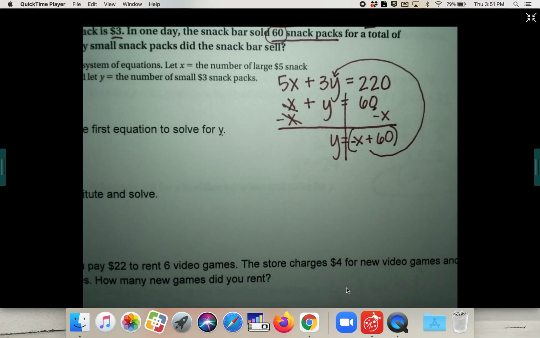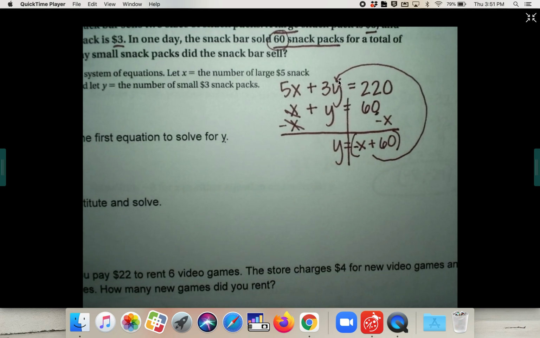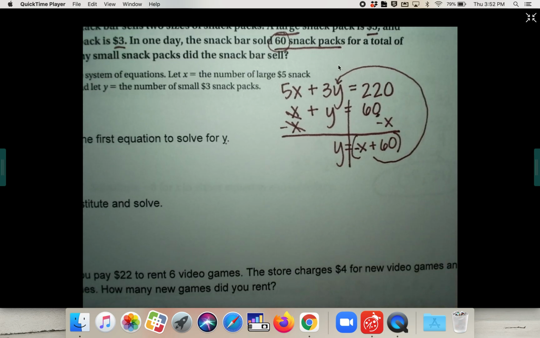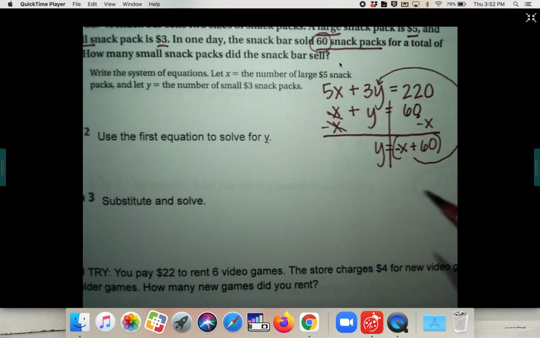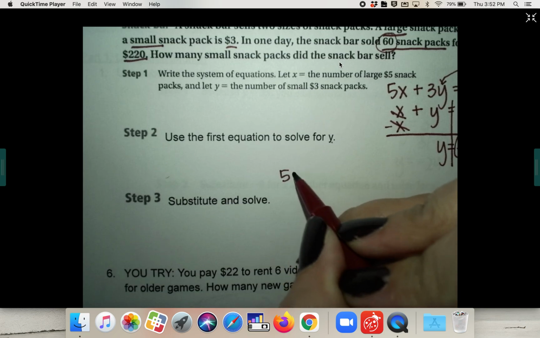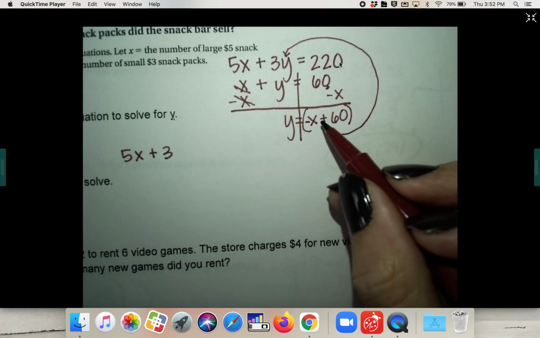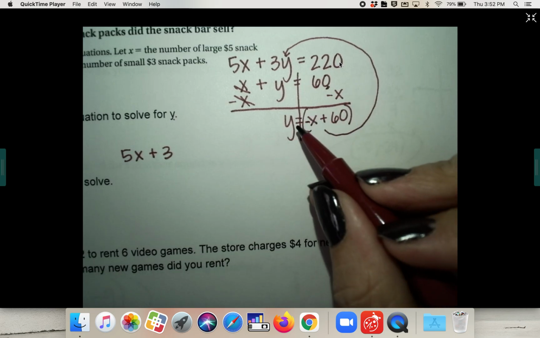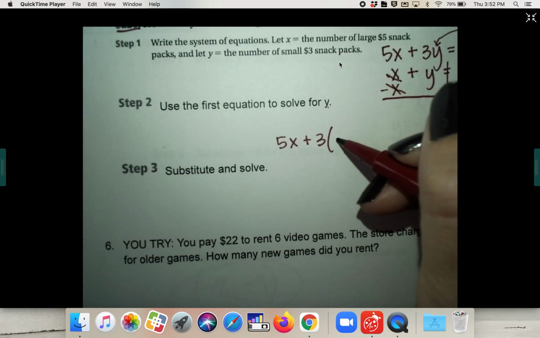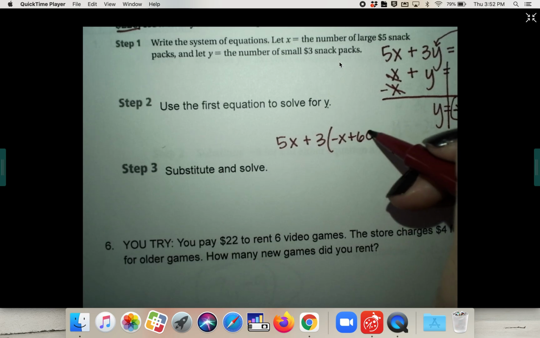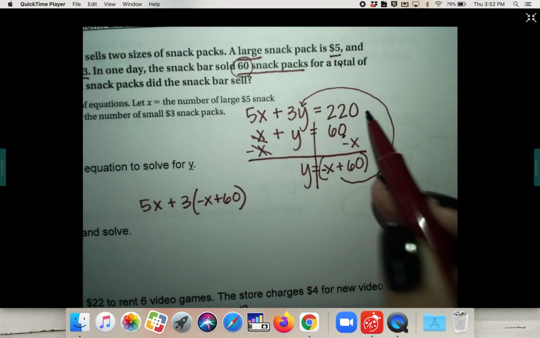Sorry about that. So we're going to substitute in for y. I'm going to rewrite the top equation somewhere where I have room. I'm going to put 5x plus 3 times, not y, but negative x plus 60, because that's what y is. Negative x plus 60 equals 220.